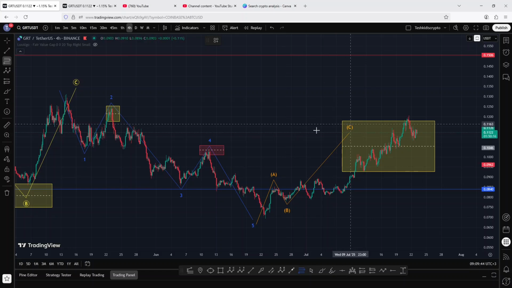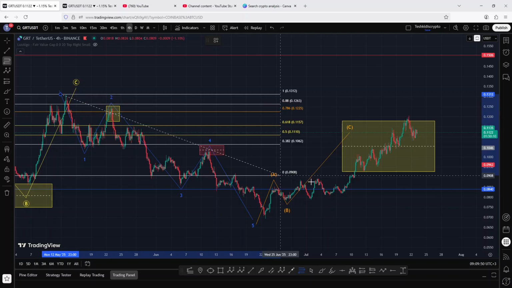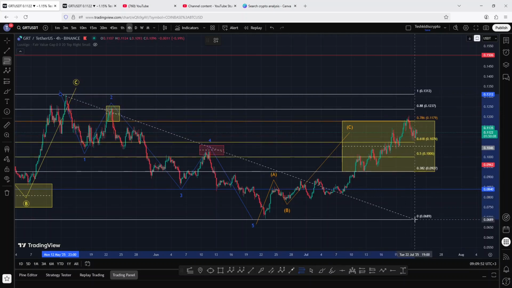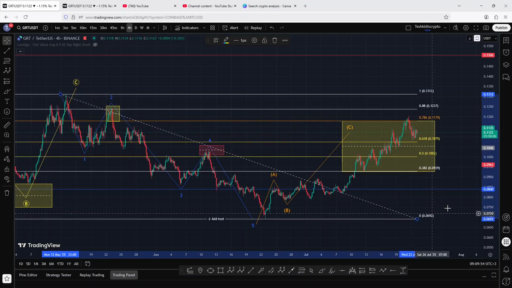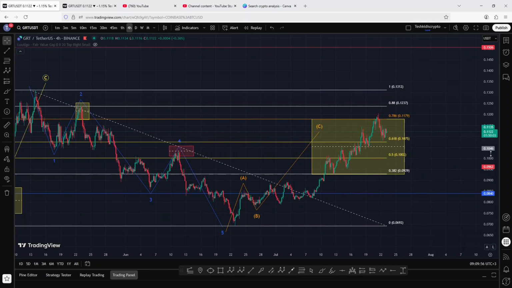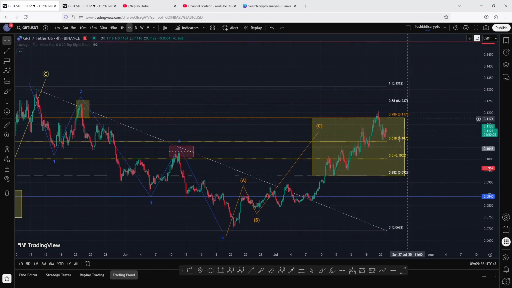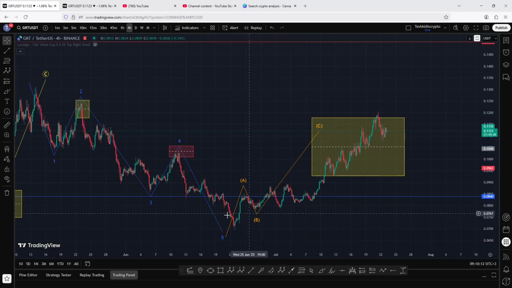And to come up with that key area of resistance, I connected the Fibonaccis from the highs we made in the formation of that first wave to the low of that wave 5. And the area of interest was between the fib level 0.78 and the fib level 0.382, and that is between the 0.1179 and the 0.0929, which is the yellow target area over here. And you can see that we have seen a bounce into that target area.